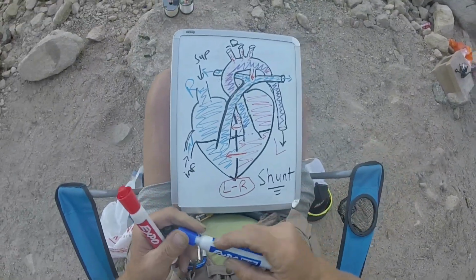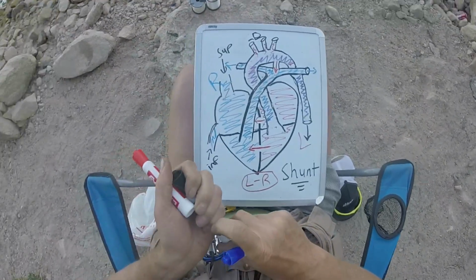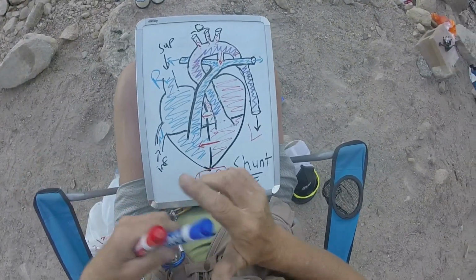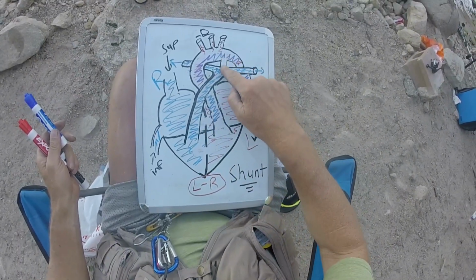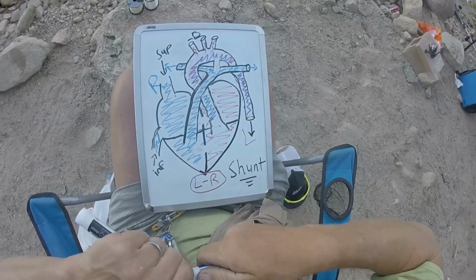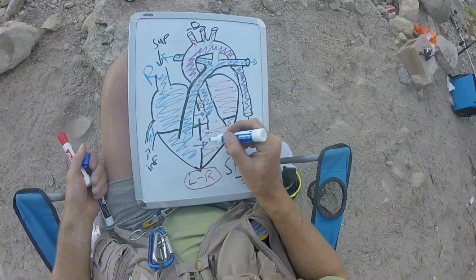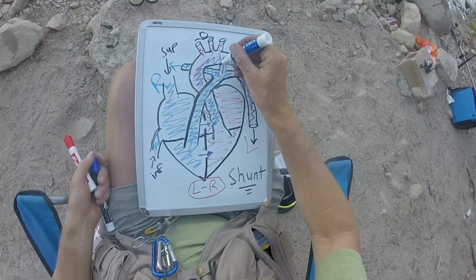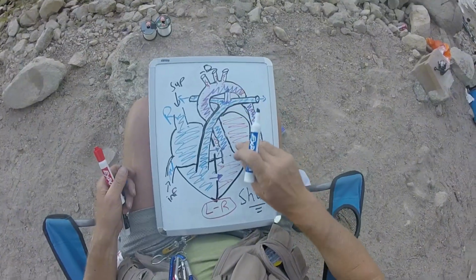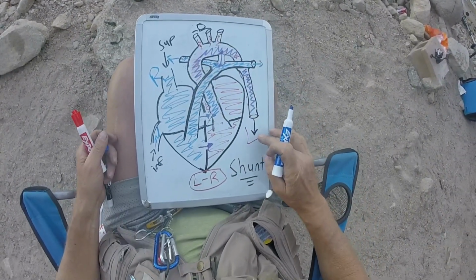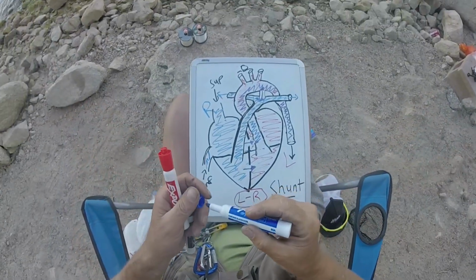Now, that will never happen with a left to right shunt. The only way you're going to have deoxygenated blood going out to the body is if these shunts are not left to right, but right to left. So right to left shunts are going to send deoxygenated blood somewhere into the aorta and therefore out into the body.